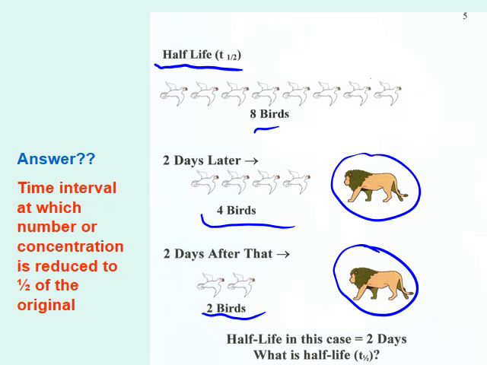So how do we define half-life? It is the time interval at which the number or concentration is decreased to half of the original value. And I already gave you the expression for a first order reaction, which is 0.693 over k. k is the decay constant.